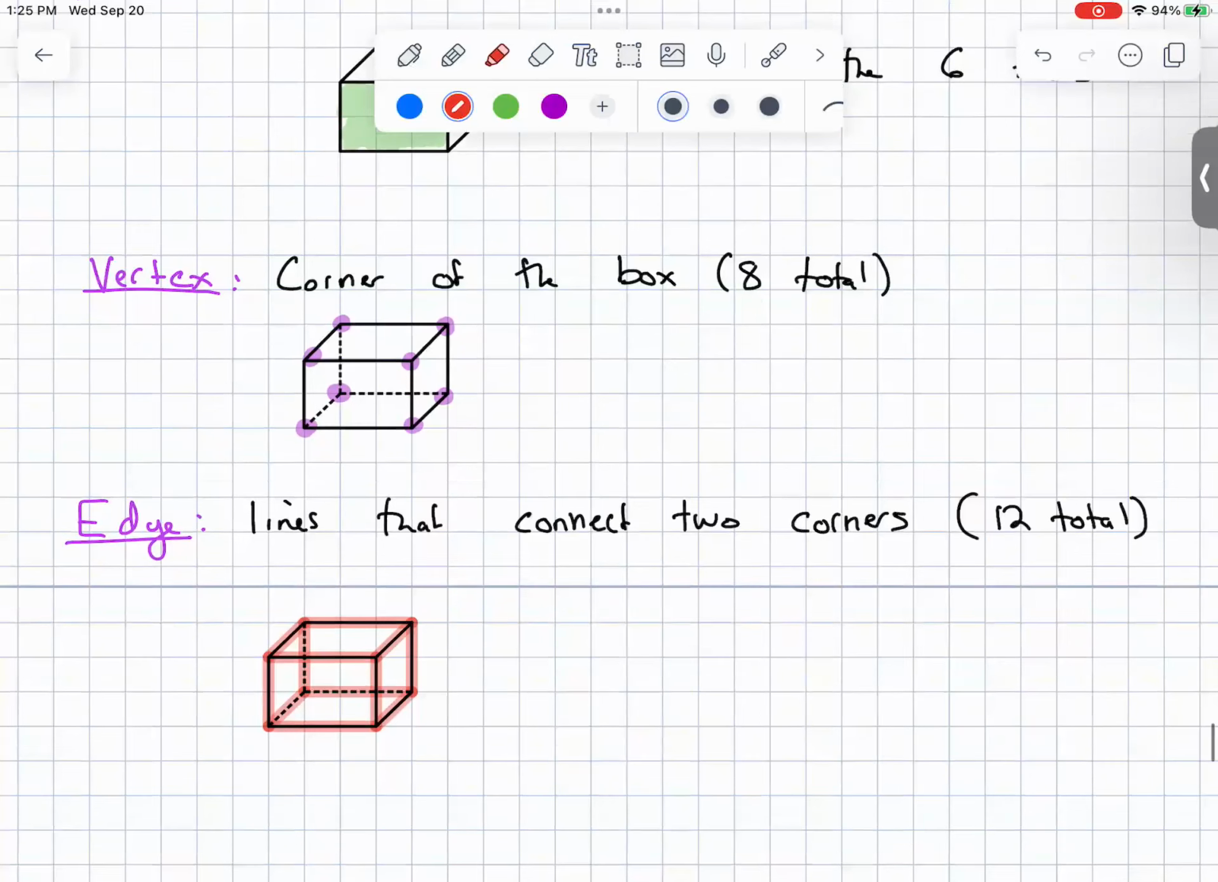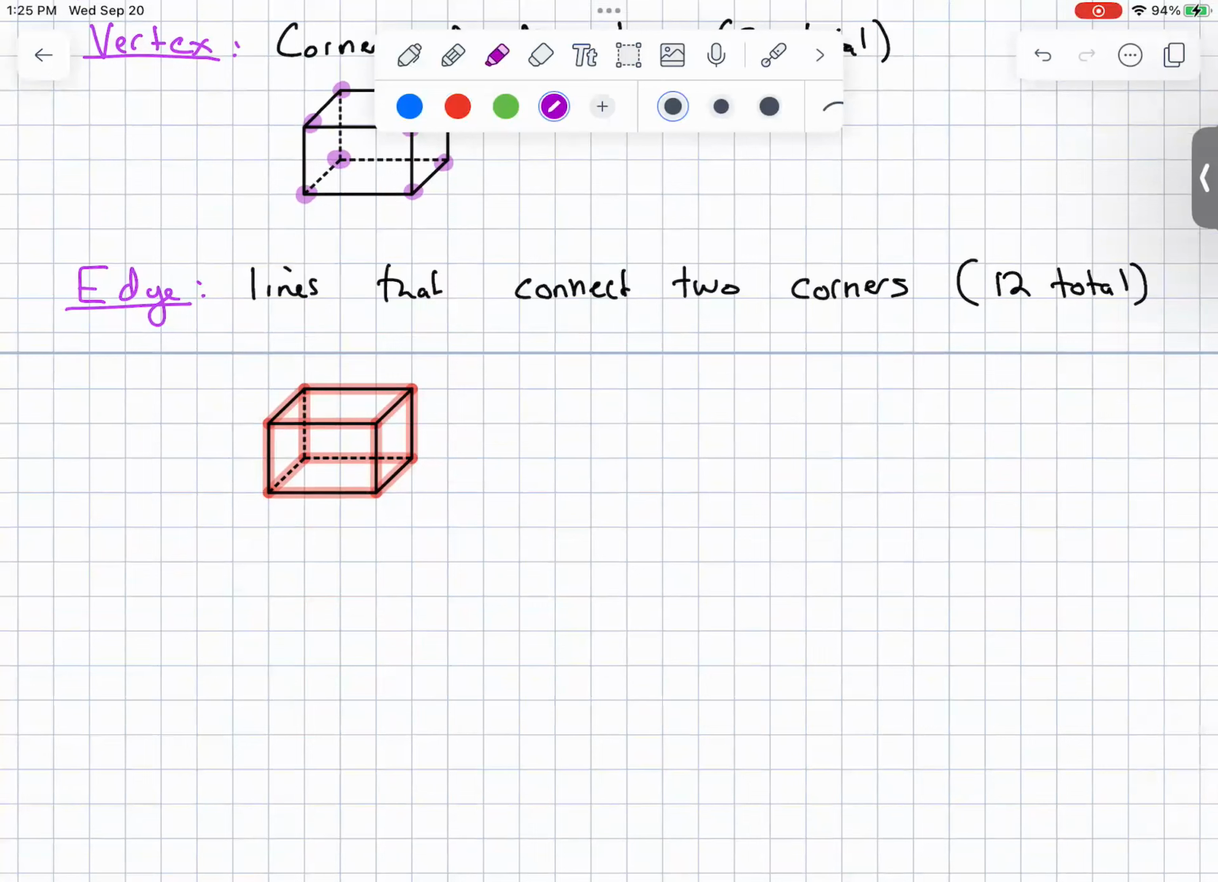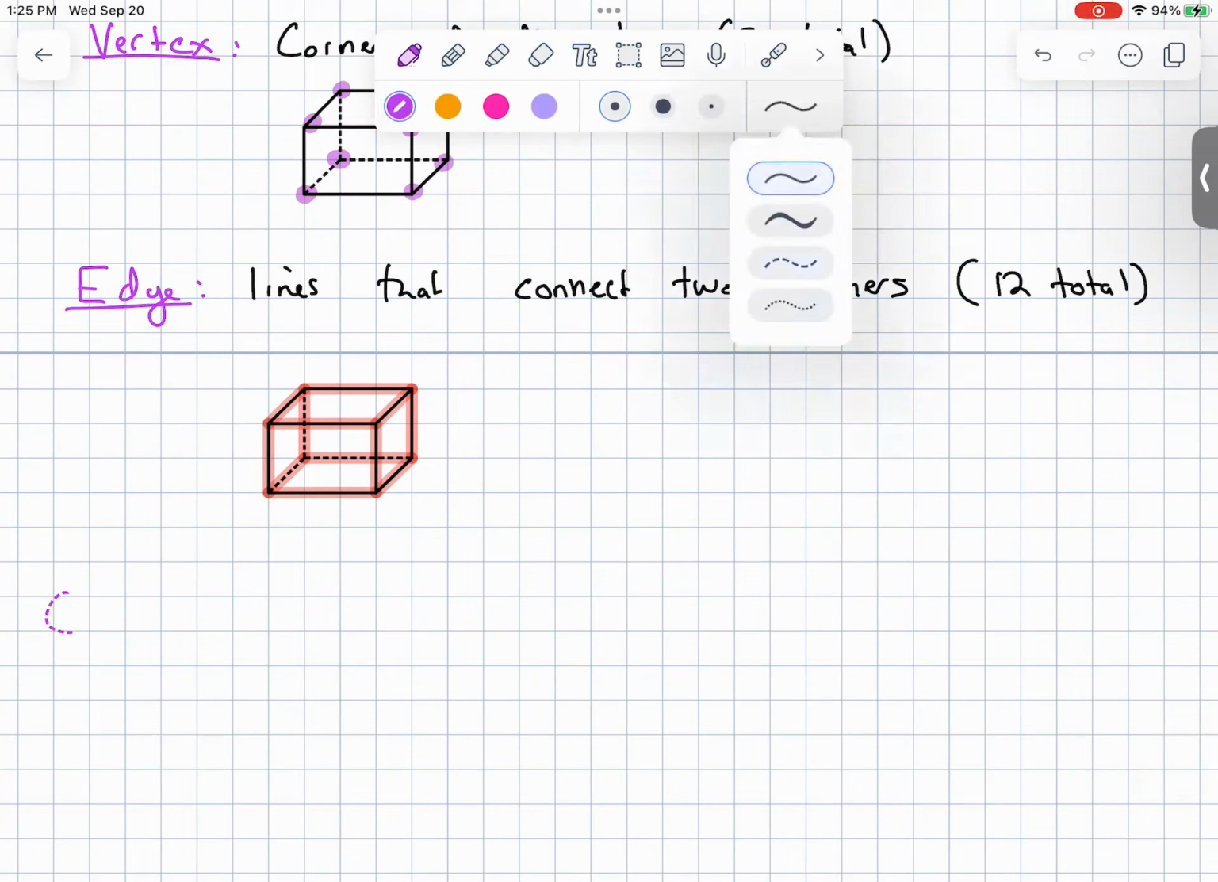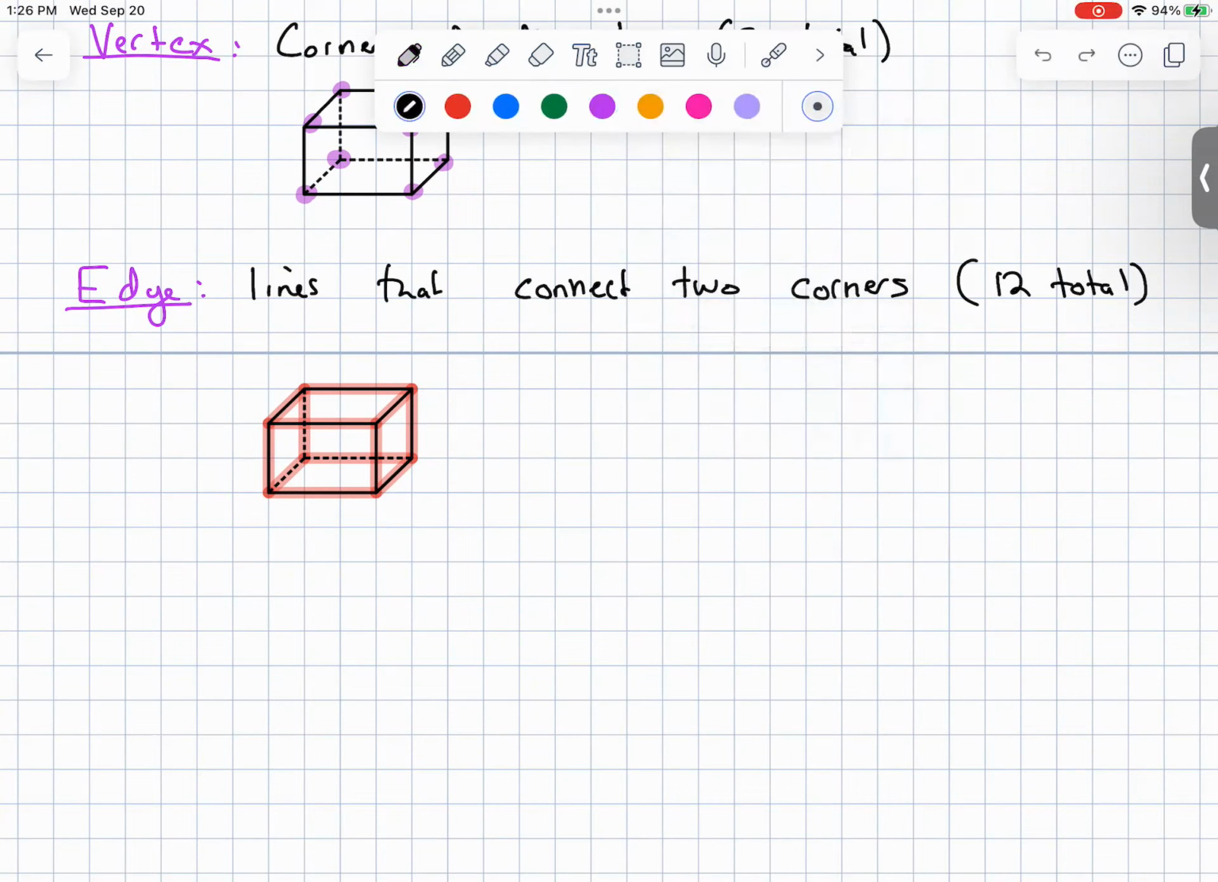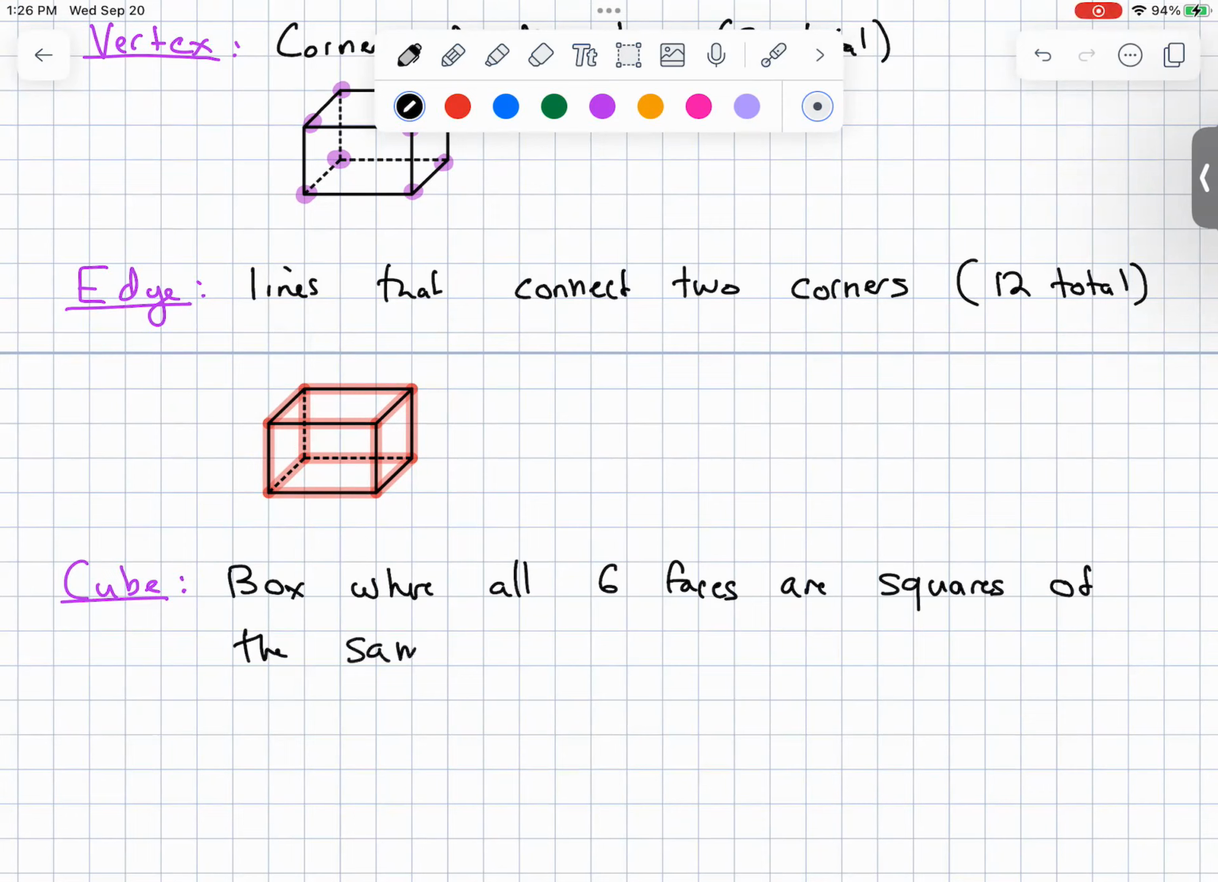And the last thing is that a cube is a special type of box. It's a box where all 6 faces are squares of the same dimension. So cube has that requirement.